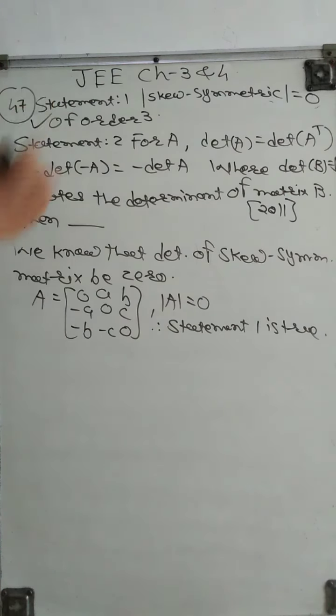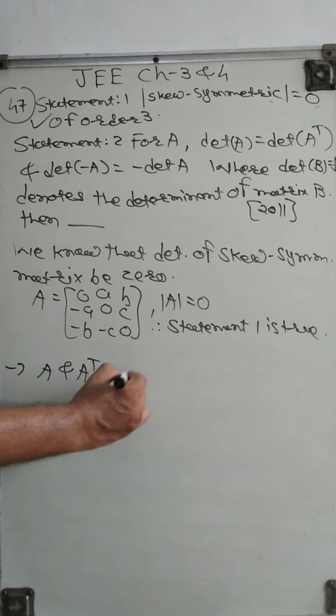Now, A and A transpose are what? A is the matrix, A transpose is the transpose of the matrix. How can we find the transpose? When we interchange all the rows and columns of the matrix, then we get the transpose of the matrix. In our determinant property, there is one property that if we interchange all the rows and columns of the determinant, then the value of the determinant remains the same.